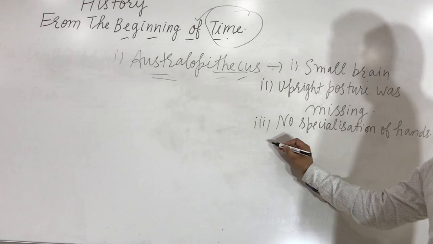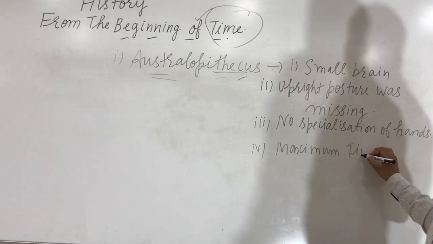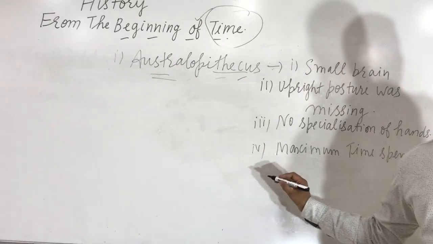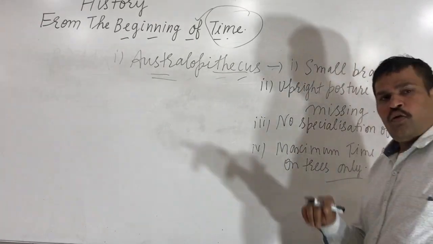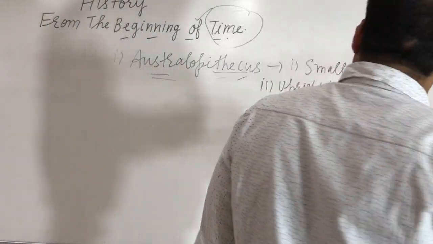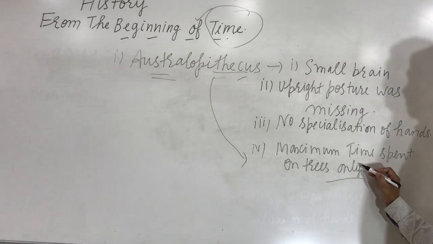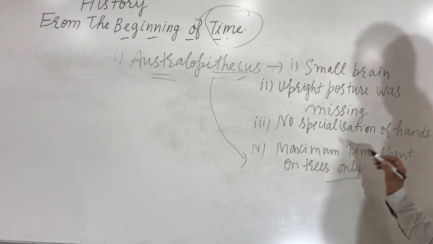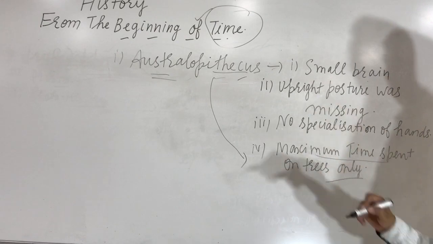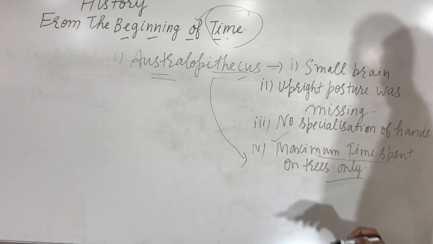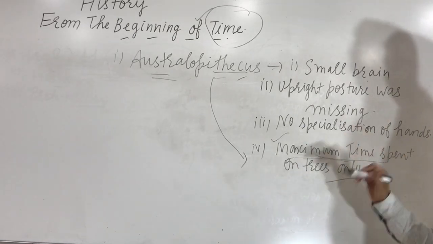No specialization of hands. Next thing is that they spent maximum time on trees only. You can see these are the features of an ape or a monkey. This is the reason they were known as Australopithecus, or southern ape, because they have some characteristics of these apes. They do not want to live on the earth mostly. They give preference to the trees only.